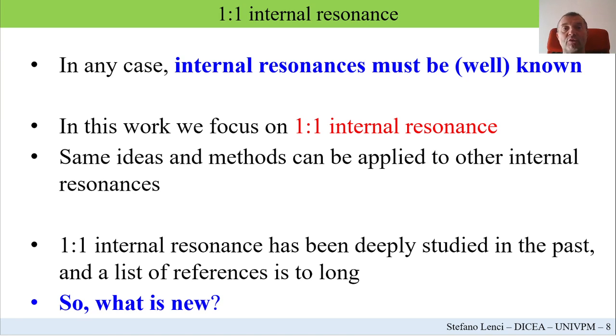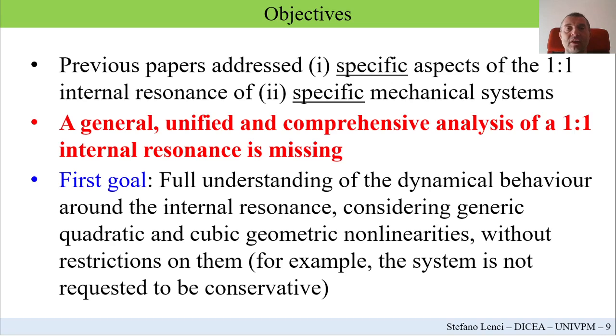In this work, we will focus on one-to-one internal resonance, but the same ideas and methods can be applied to other internal resonances. One-to-one internal resonance has been deeply studied in the past, and the list of references is too long. So, what is new? What is new in this paper? What are we going to add?